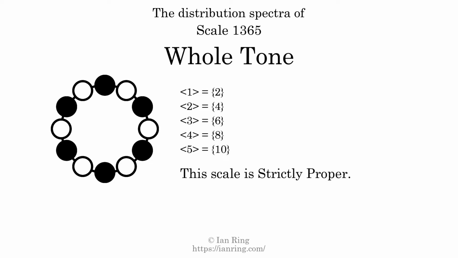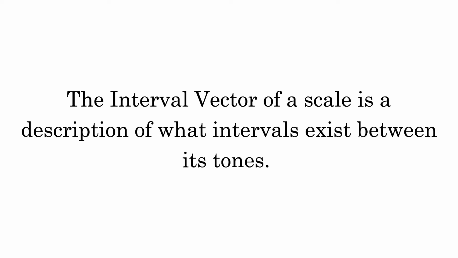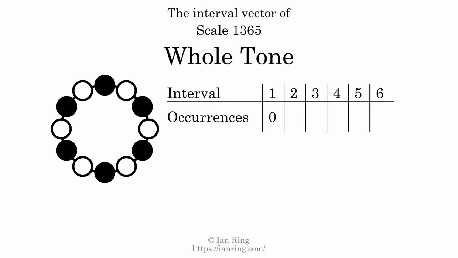Since each specific interval appears in only one spectrum, this scale is strictly proper. The interval vector of a scale is a description of what intervals exist between its tones. There are no intervals with the size of 1 semitone. There are 6 intervals with the size of 2 semitones. They are here, here, here, here, here, and here.